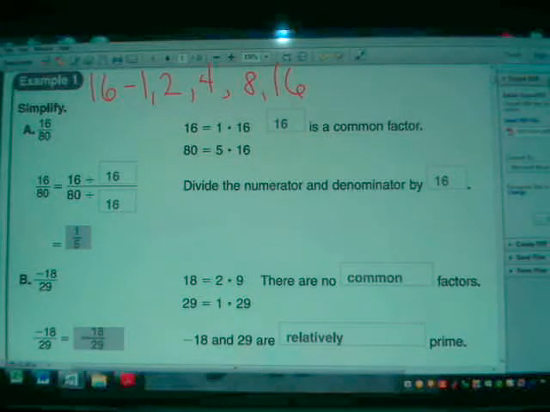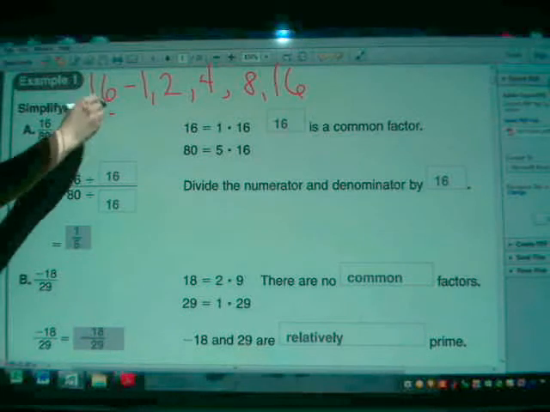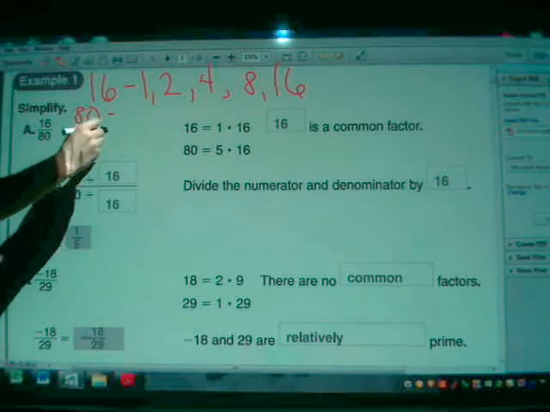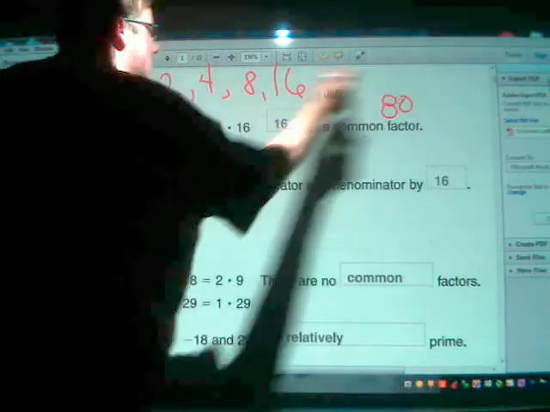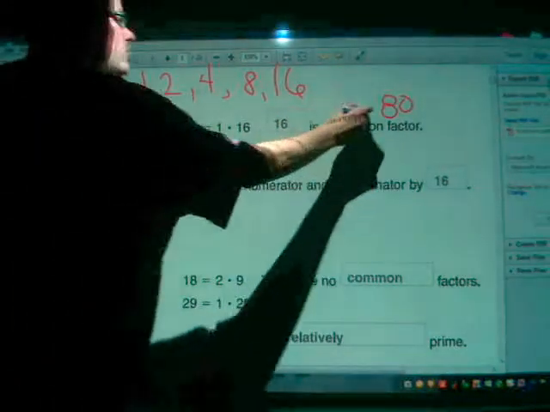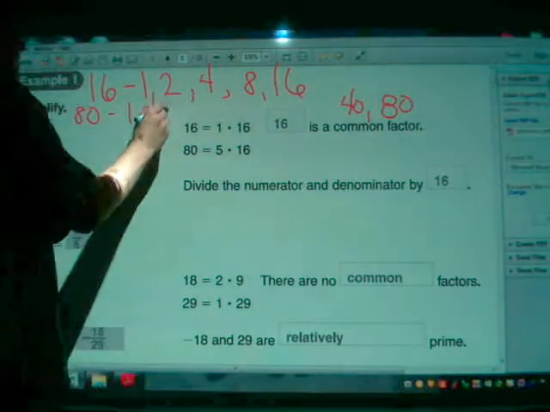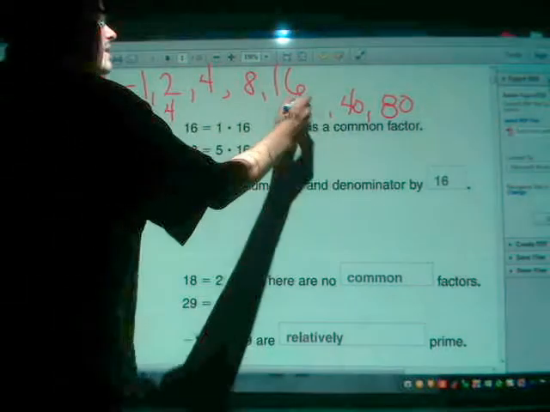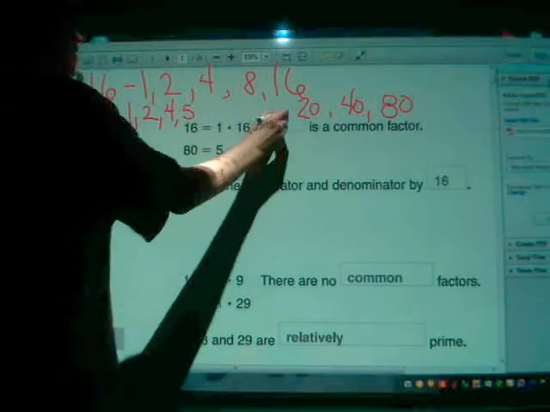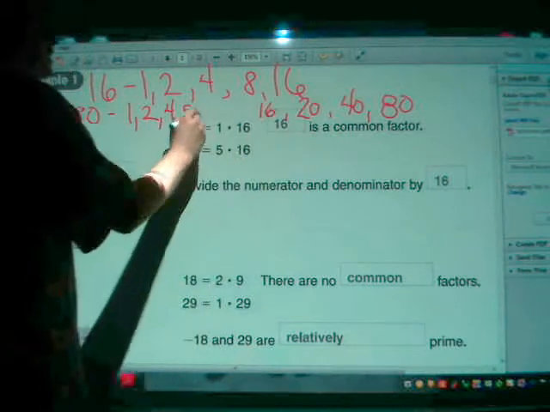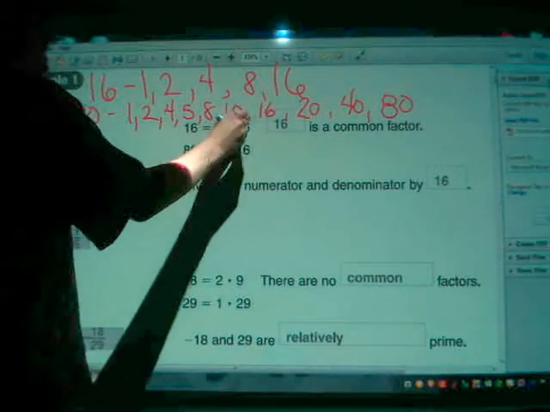For 80, the list is a little bit bigger, but still manageable. Not a fun problem, but manageable. 1 times 80 is going to make 80. And 2 and 40 are going to make 80. And 4 and 20 are going to make 80. And 5 and 16 are going to make 80. And 8 and 10 are going to make 80.